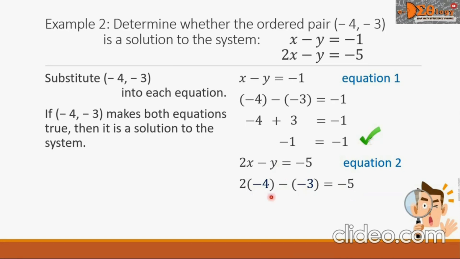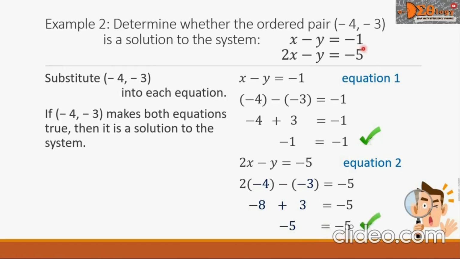Simplifying the left side, 2 times negative 4 is negative 8. And this negative and negative becomes positive. So this is now positive 3 equals negative 5. Simplifying this, negative 8 plus 3, we have negative 5, and it is now equal to our right side value, which is also negative 5.